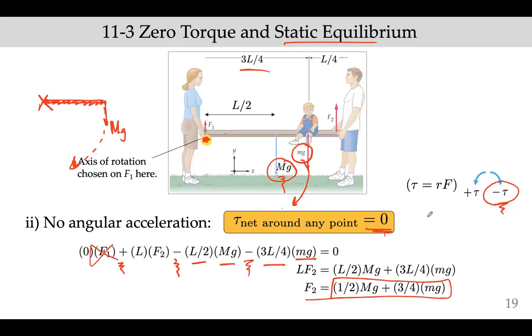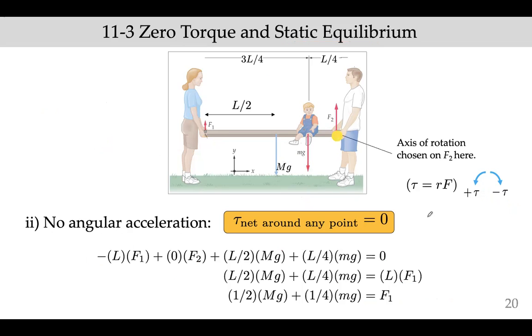Okay, now I'm going to move the axis of rotation here. So for the axis of rotation, you have to choose a point to be able to calculate the torque. But it's arbitrary, just like you choose the coordinate system. You have to choose one point and be consistent, calculating the torque with respect to that point. So in this slide, let's choose this point.